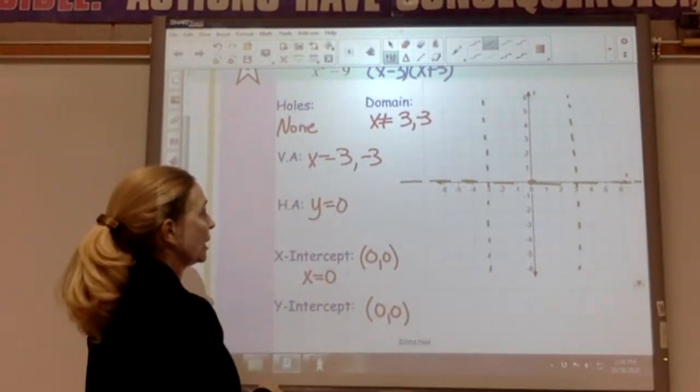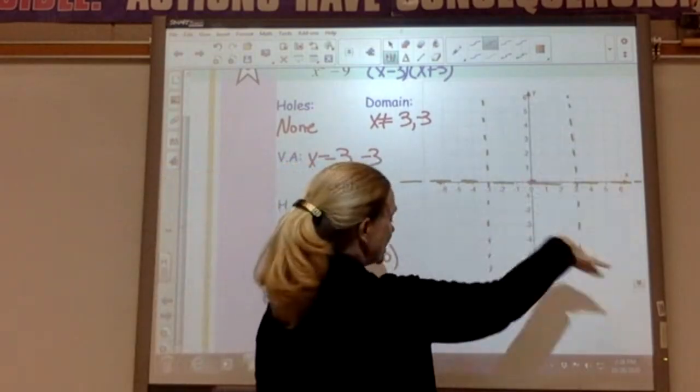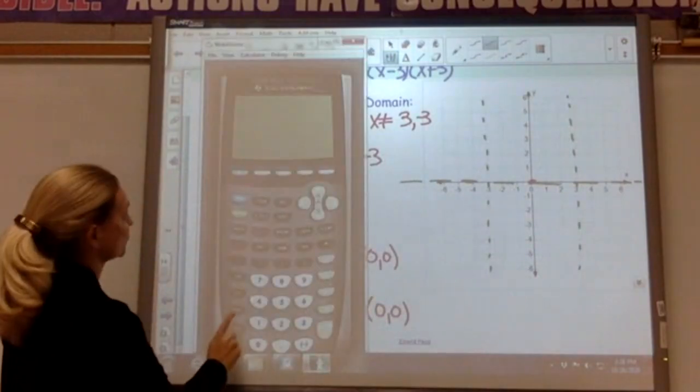Now we need a few more points. We don't have enough information. We're going to have curves here and here. We've got to figure out where they are. So this is when you get your graph and you type it in very carefully.